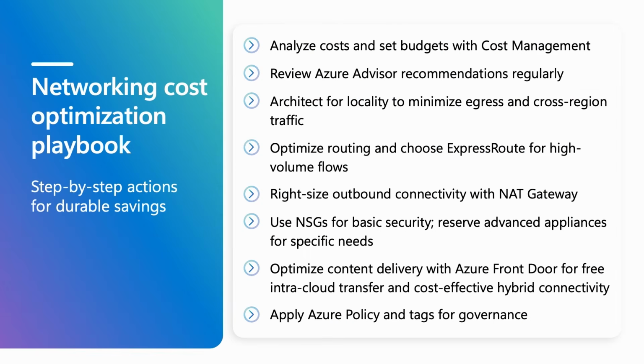Let's recap some of our strategies for networking cost optimization. Analyze costs and set budgets with Cost Management. Review Azure Advisor recommendations regularly. Architect for locality to minimize egress and cross-region traffic. Optimize routing and choose ExpressRoute for high-volume flows. Right-size outbound connectivity with NAT Gateway. Use NSGs for basic security, reserving advanced appliances for specific needs. Optimize content delivery with Azure Front Door for free intra-cloud transfer and cost-effective hybrid connectivity. Apply Azure Policy and tags for governance.